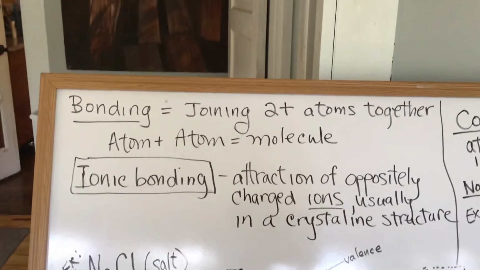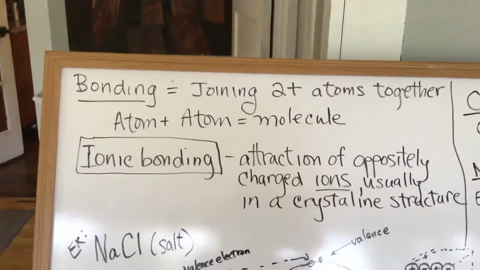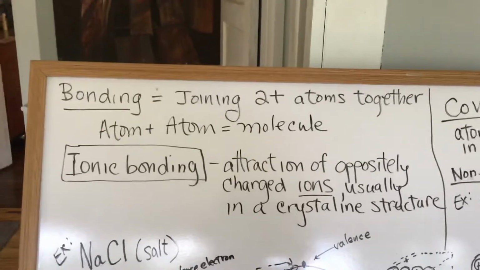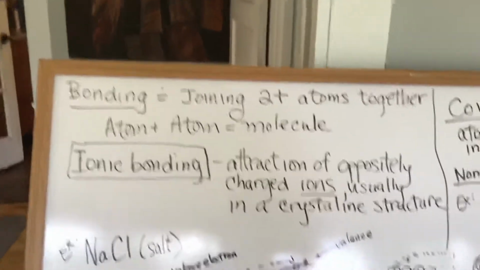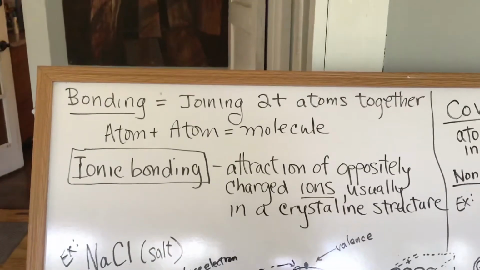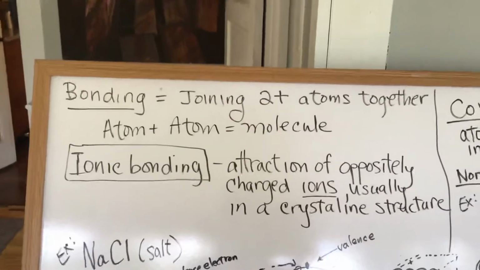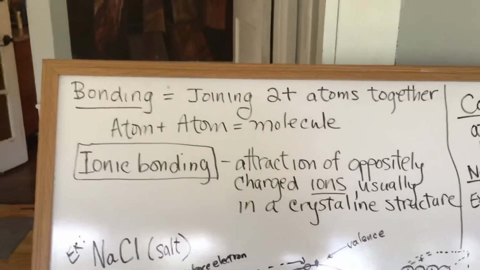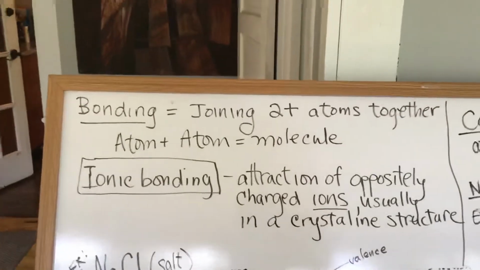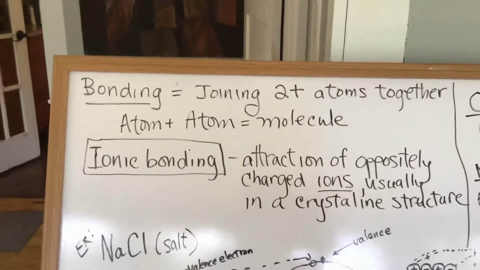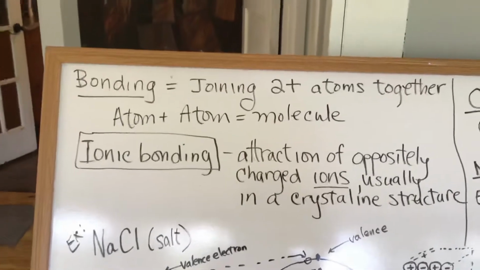Now we're going to talk about bonding. Bonding is the joining of two or more atoms together, and they can be joined in a lot of different ways. We're going to go through them from the strongest type of bonding to the weakest type of bonding. However, in biology, you'll see there might be some differences in how that works.